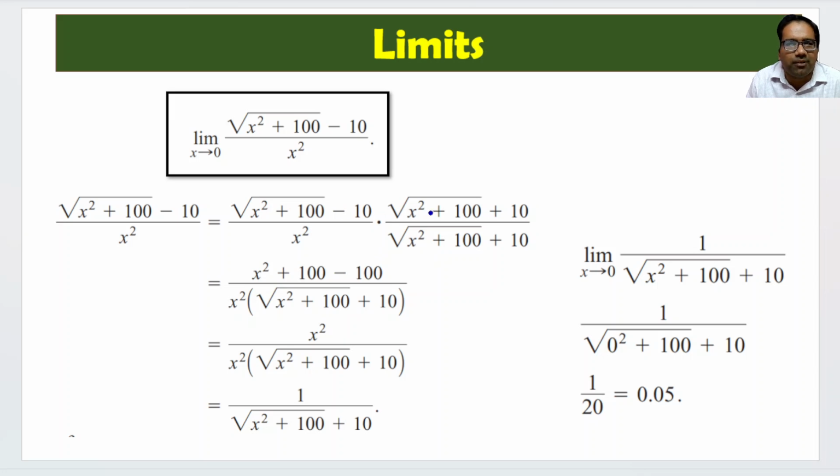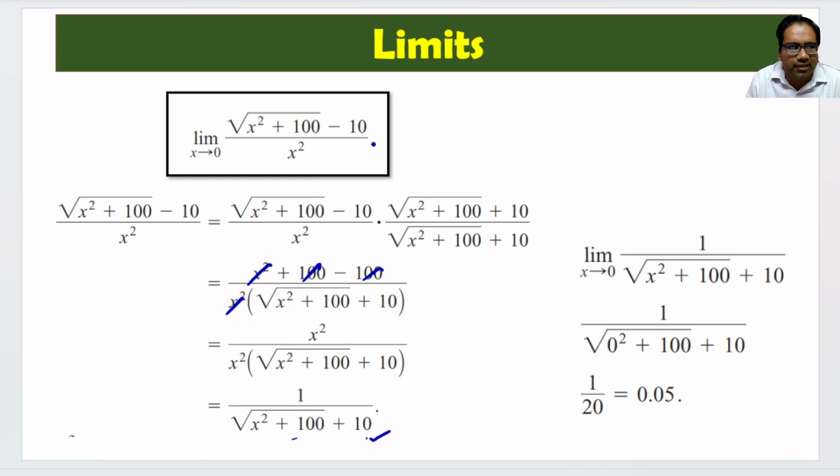Okay, so this is in the form of a minus b into a plus b, which becomes a square minus b square, that is x square plus 100 minus 10 square, which is again 100. So x square plus 100 minus 100, right, by x square into under root of x square plus 100 plus 10, right? This 100 will get cancelled, this x square will get cancelled, we will be left with 1 by under root x square plus 100 plus 10, right? We will be left with this. Now we can directly substitute x equal to 0 here.